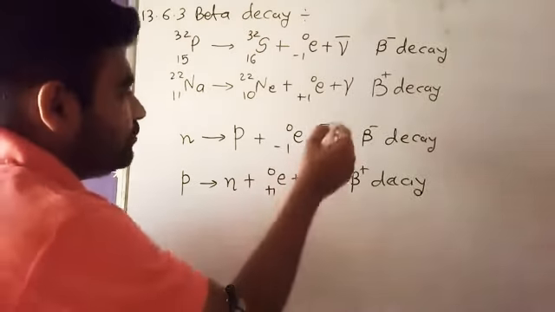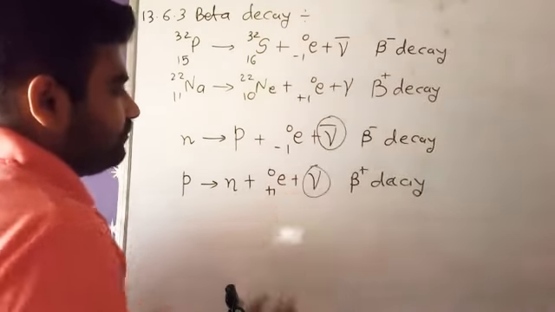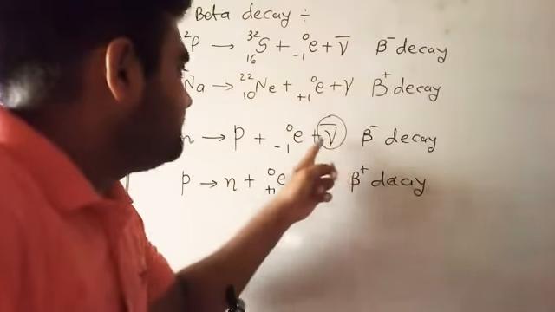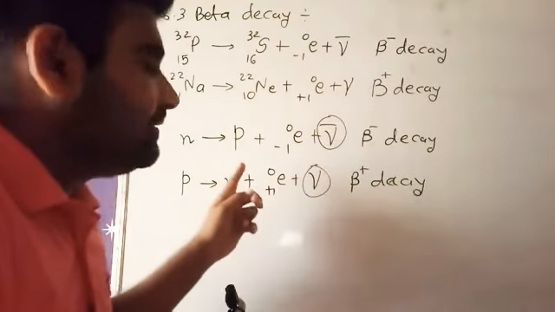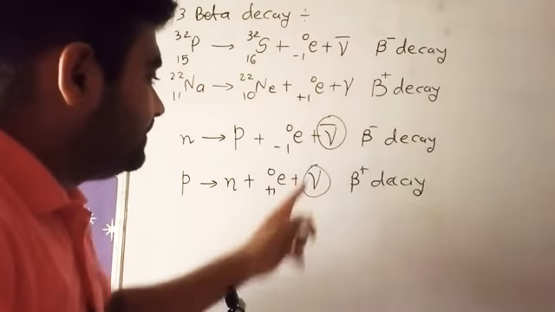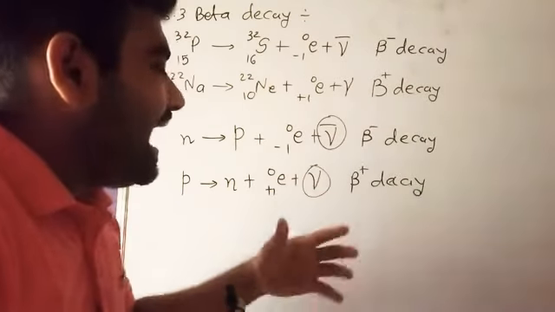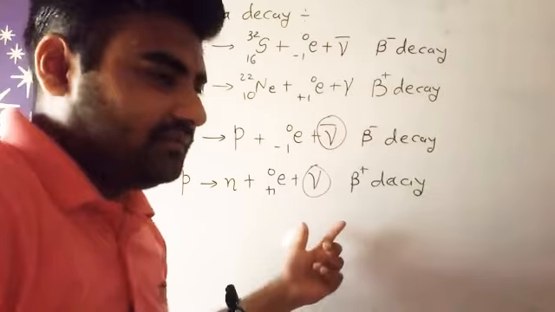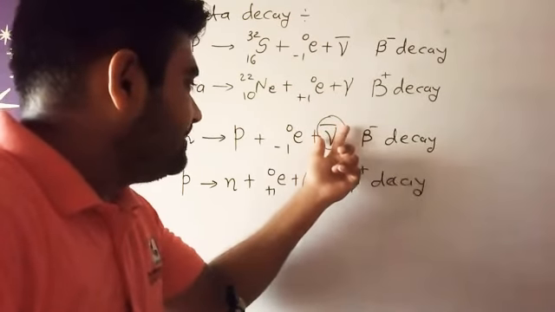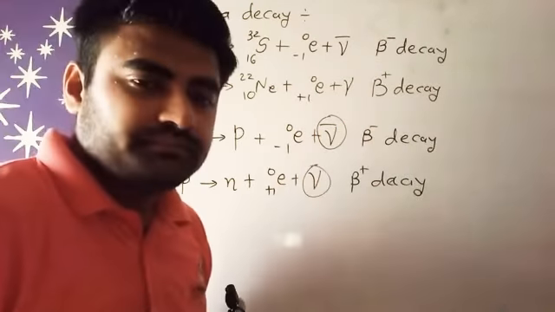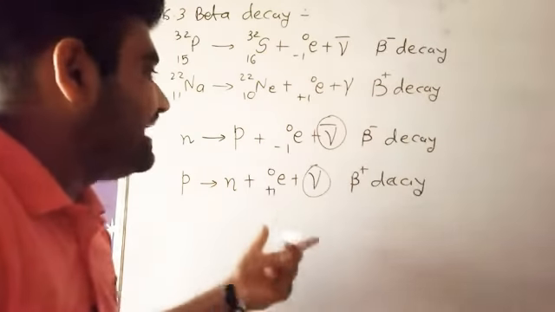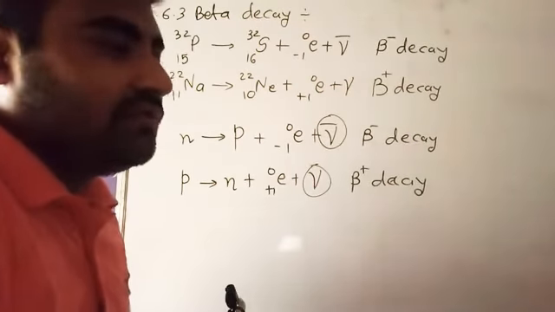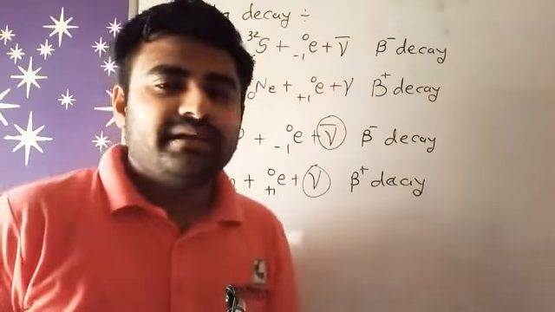See here, anti-neutrino and neutrino. The anti-neutrino is always released along with the electron, and the neutrino is always released along with the positron. These are also antiparticles, meaning the anti-neutrino is the antiparticle of the neutrino. Their spins are opposite, that's why they are antiparticles of each other. So this is called beta decay.